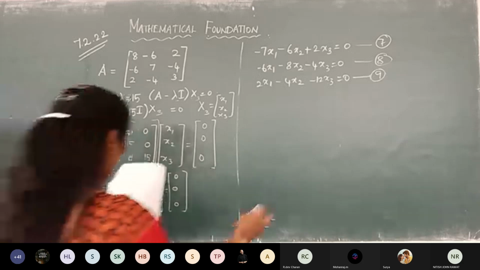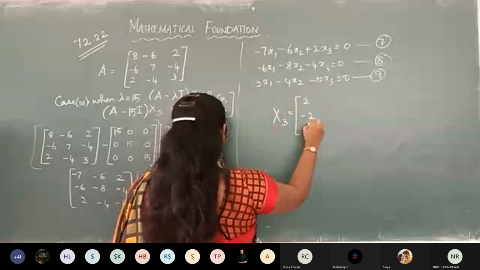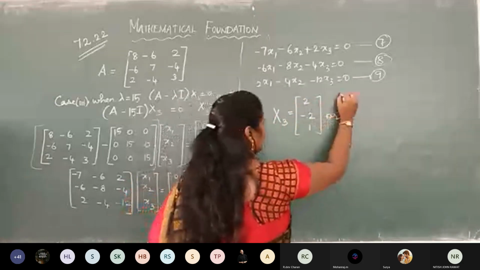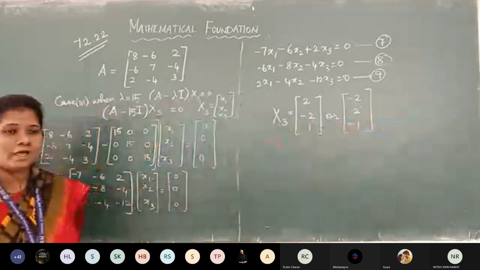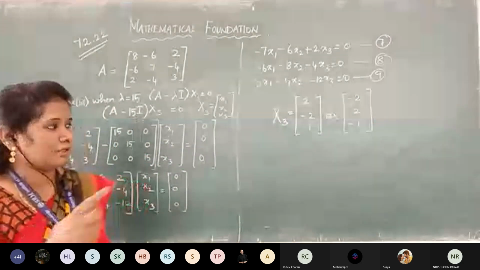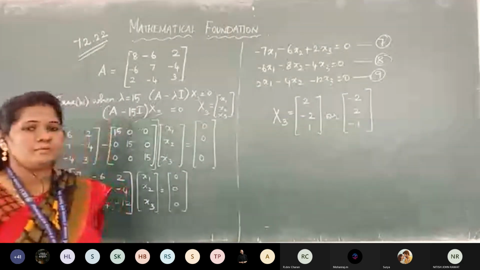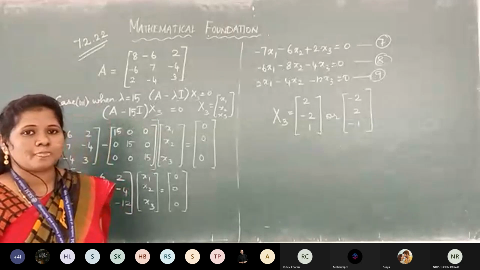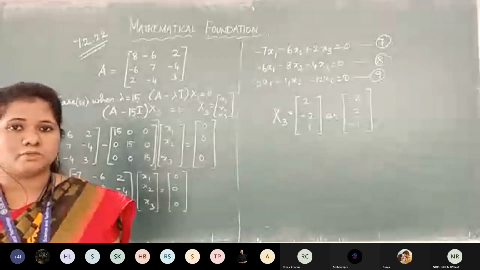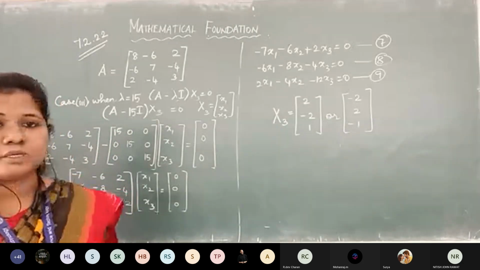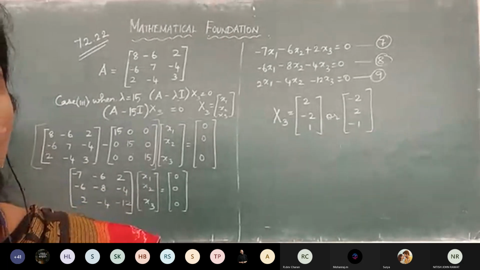I will tell you the answer. You should have got x3 is equal to 2, minus 2, 1, or it can be minus 2, 2, minus 1. For lambda is equal to 15, your eigenvector should have been this. If you have not got it, check whether you made some multiplication mistake. So this is your equation. You can take any two equations, solve it, get your value. If you've got any doubts, ask me.